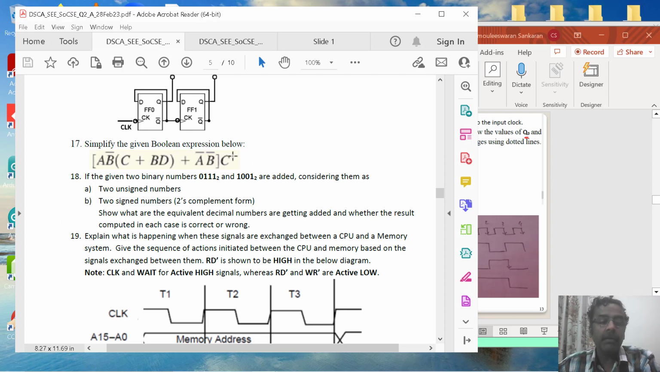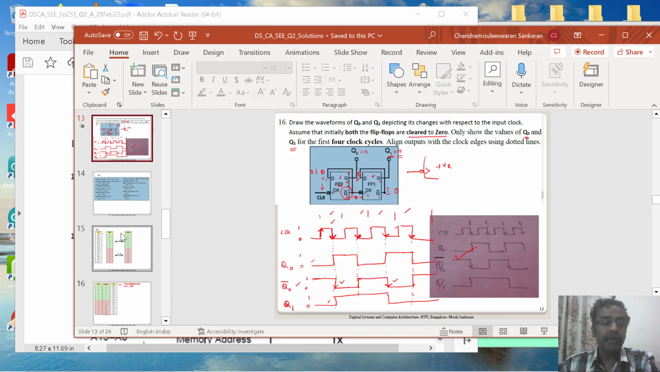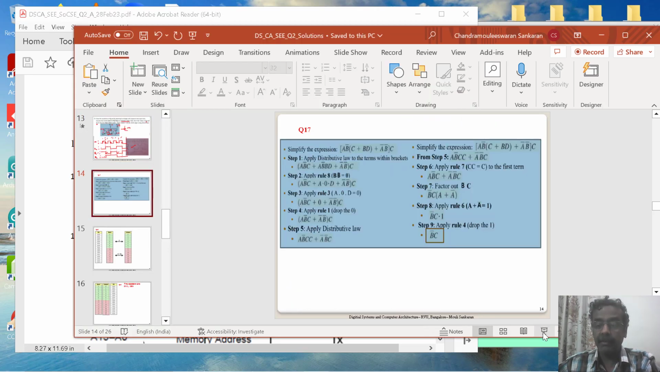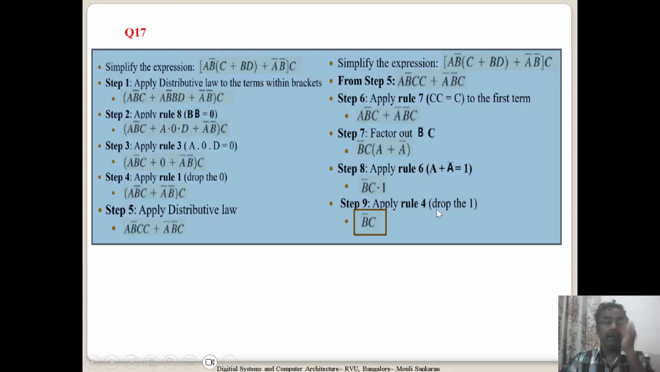You are supposed to have knowledge of all the basic Boolean algebra laws, the rules we have learned in the initial stages of Boolean algebra. So, let us look at this solution. I am not going to spend too much time here because it's directly applying the distributive law and other laws. So, let me just go through the steps.